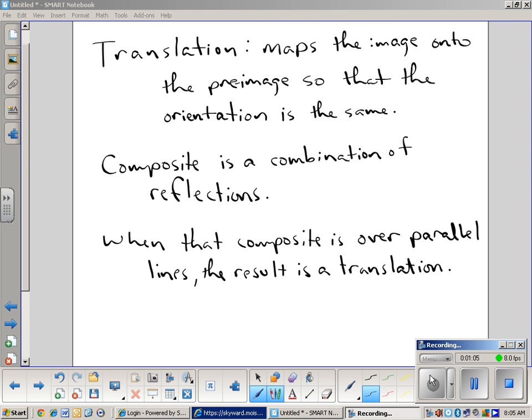All right. A composite is a combination of reflections, so more than one reflection. Most of what we're doing will be two, sometimes it'll be three. And then when that composite is over parallel lines, the result is a translation.